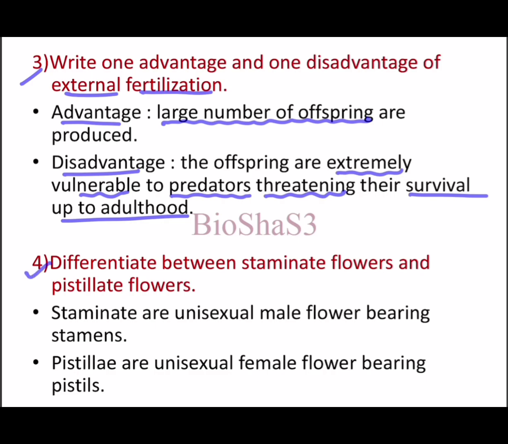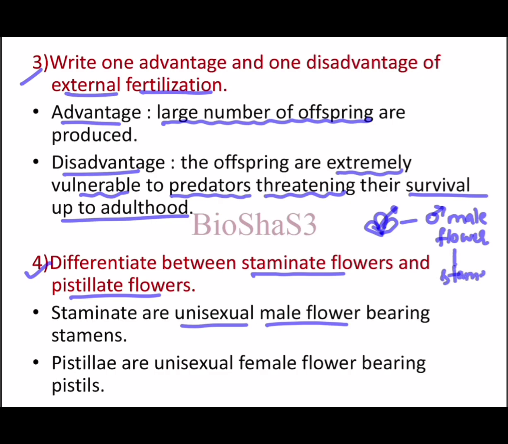Next, fourth one. Differentiate between staminate flowers and pistillate flowers. So staminate are unisexual male flowers. Suppose you have one flower like this. Okay. So this flower will have only one sex organ, that is stamen. You call it a male flower. Male flower bearing what? Male flower will have stamens.